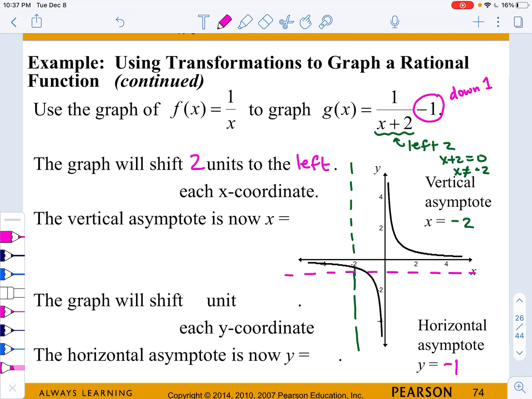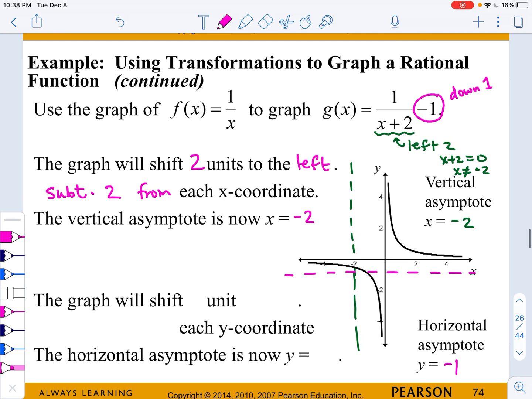And if we move 2 units to the left, that means that we are going to subtract 2 from each x coordinate. And so our vertical asymptote is now at x equals -2. And we will shift our ordered pairs in a moment. I'm going to finish filling in the rest of these words. It then says that the graph is going to shift.